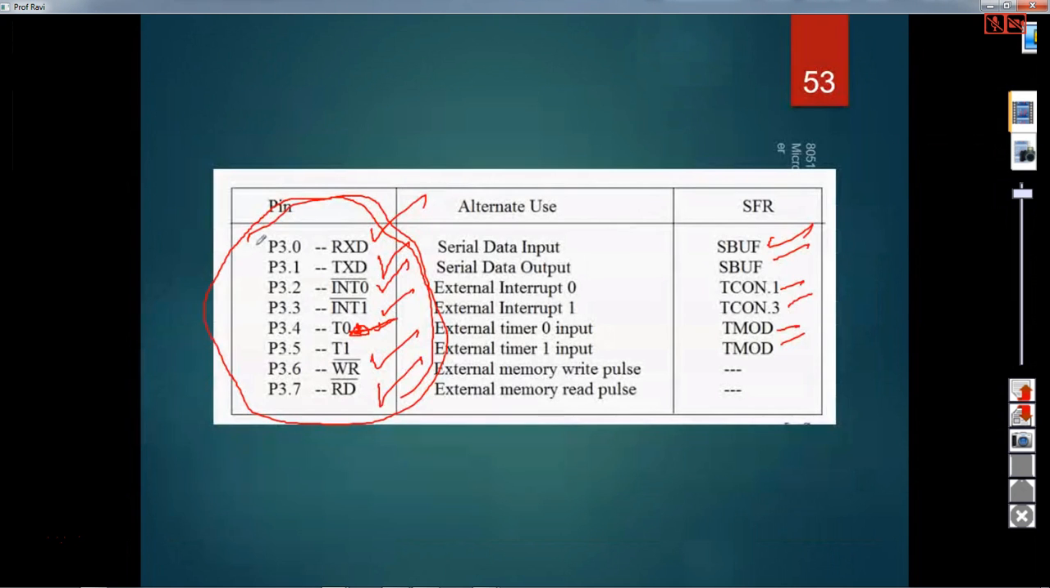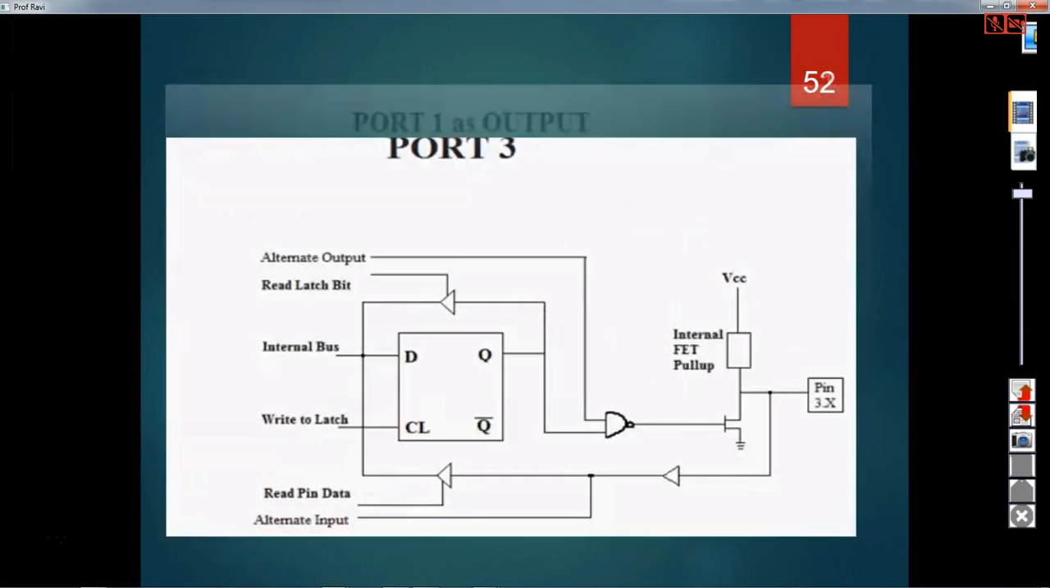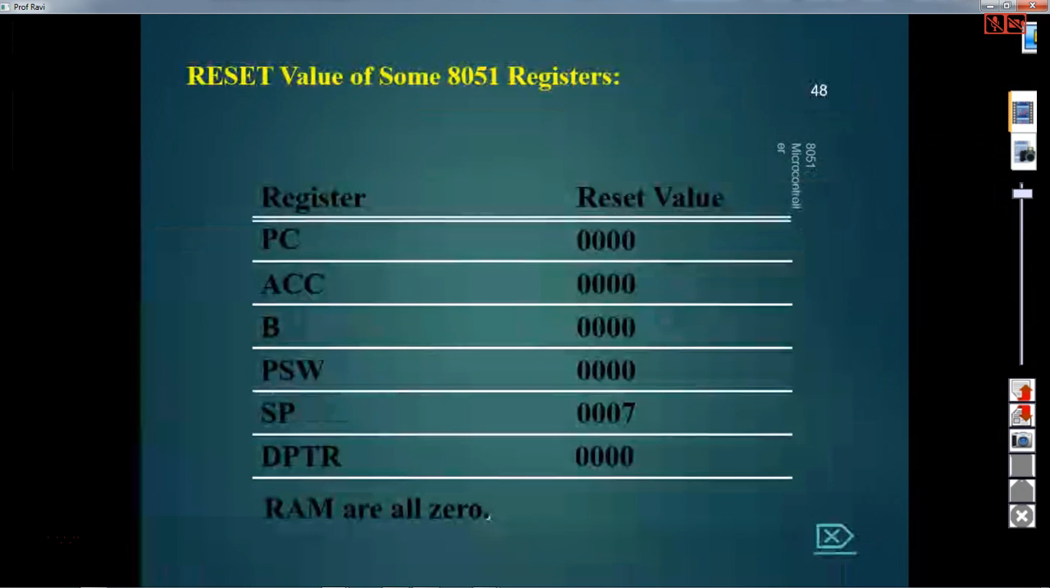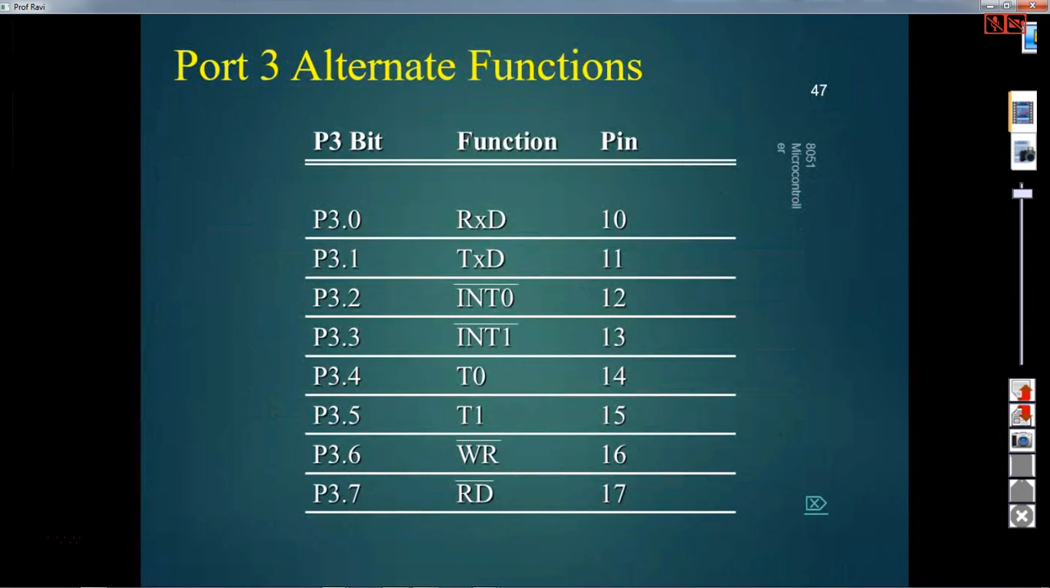Okay, so now in port 3, if you look here, these are the alternate functions. This is port pin P3.0, which can also be used to receive data, transmit data, connect external interrupts, and then timers and external memory reading and writing. Okay, so this is about port 0, port 1, port 2, and port 3.